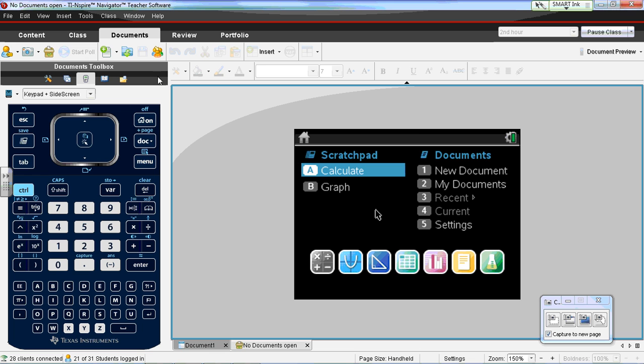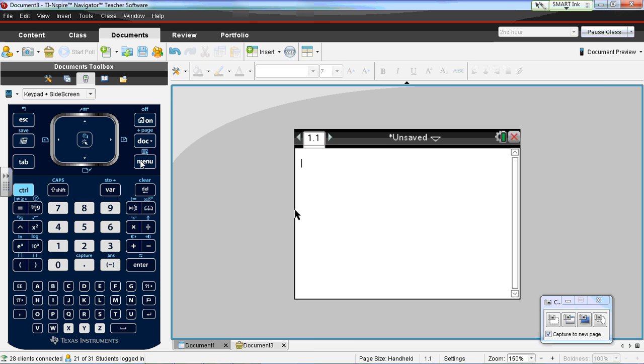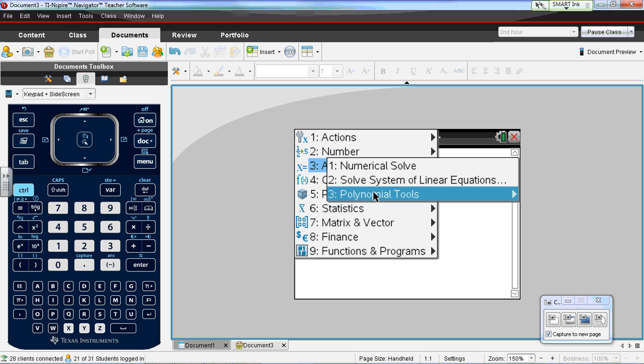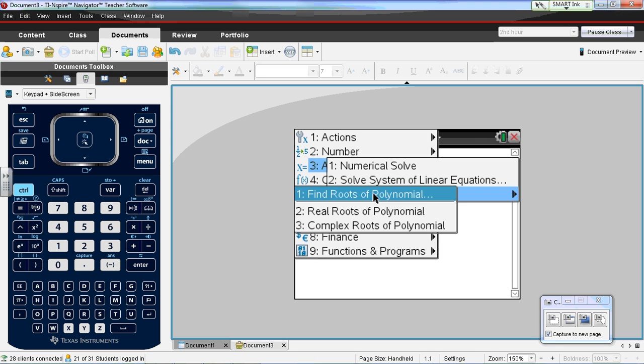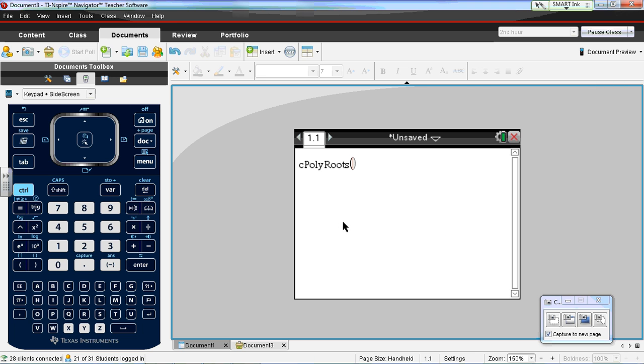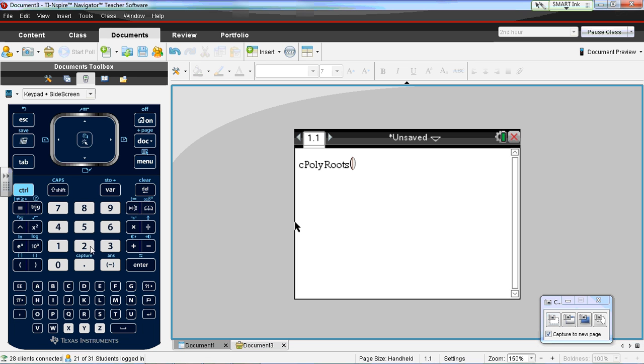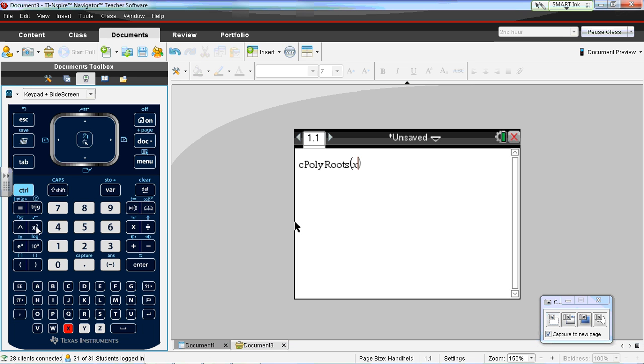We're going to want to open up a calculator screen here and go to the menu, select Algebra, Polynomial Tools, and Complex Roots. Now, we're going to put this equation in here: x squared plus 2x minus 48.